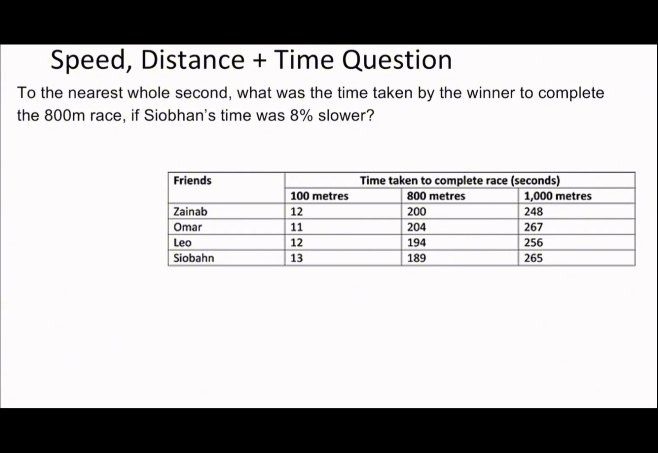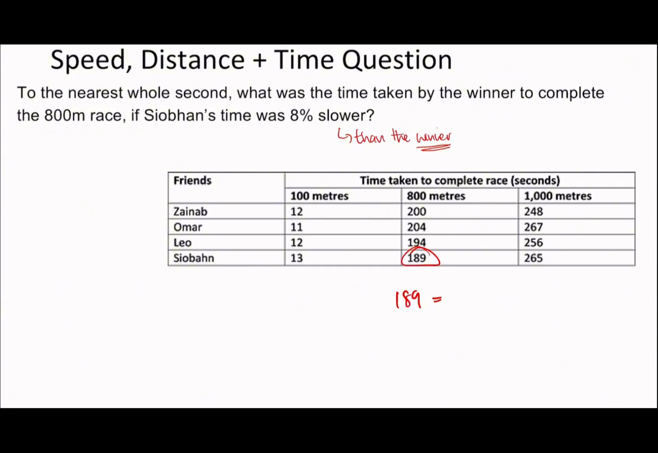But the point here is it's a little bit ambiguous what they're trying to ask. But basically what they're trying to go for is that Siobhan's time is 8% slower than the winner. Okay, I didn't really clarify it here because I don't think Medify did either. But that's the kind of thing that we're heading for. Okay, so Siobhan's time is 8% slower than the winner. So let's have a look at Siobhan's time. It's 189 seconds.